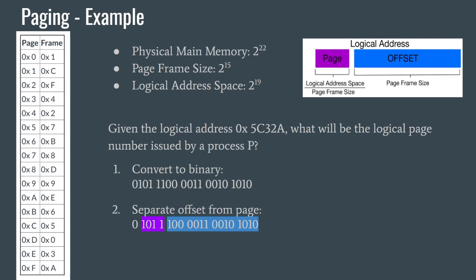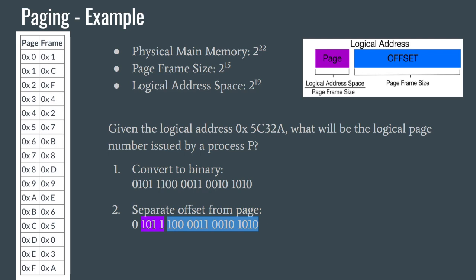It'd be the logical address space divided by the page frame size. That's for the page, right? Not the offset. How about the offset? The offset's the one in blue, not purple. Would that just be the page frame size? Exactly. So the page frame size is 2 to the 15th, so you just need to start counting out 15 bits, starting from the right.